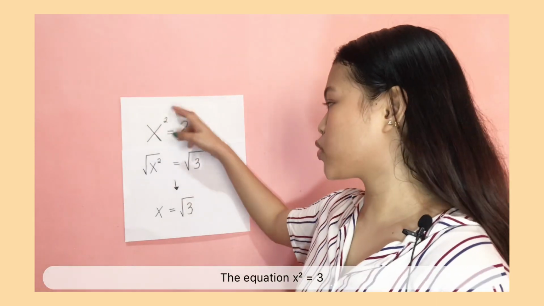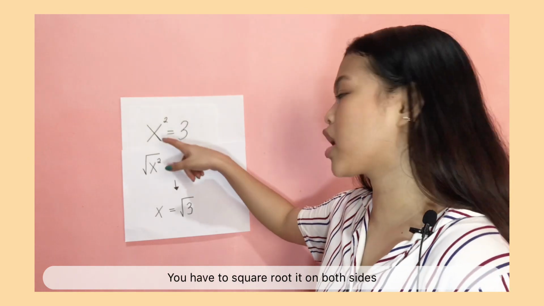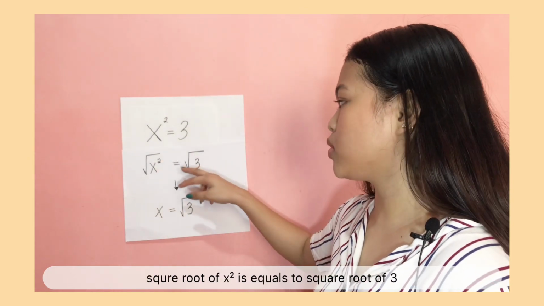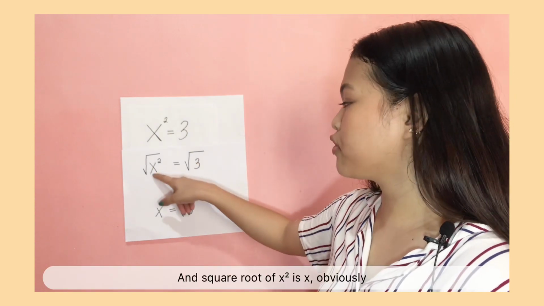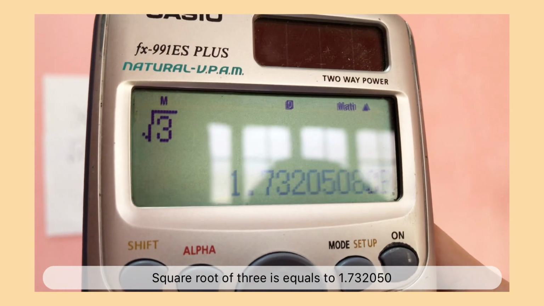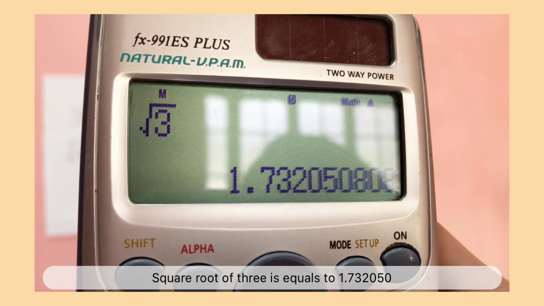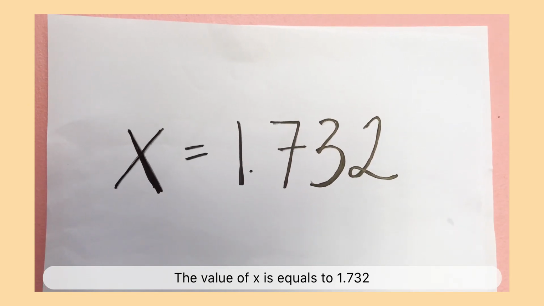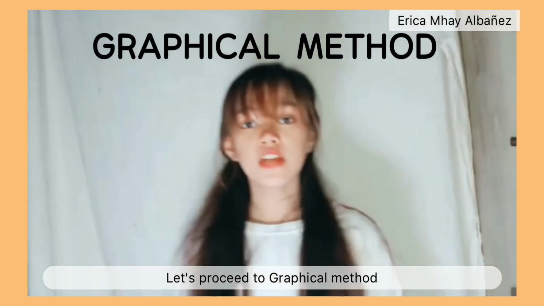So for the equation x squared equals 3, you have to take the square root on both sides. Square root of x squared is equal to square root of 3. And square root of x squared is x, obviously, and square root of 3 is equal to 1.732050. The value of x is equal to 1.732. Let's proceed to the graphical method.